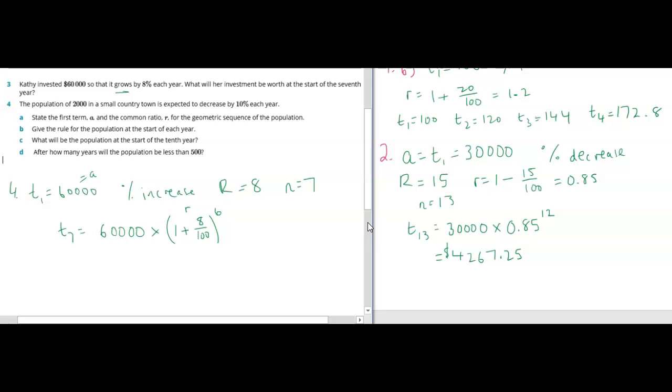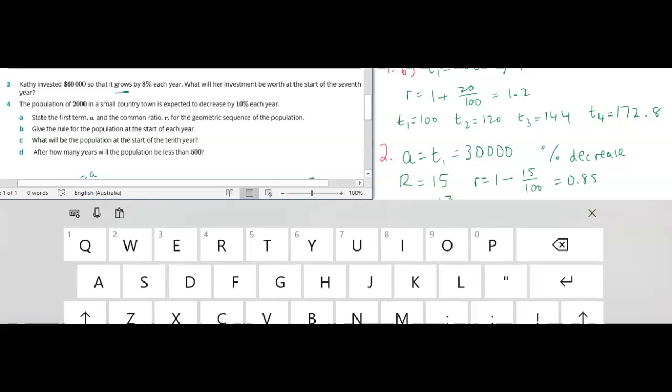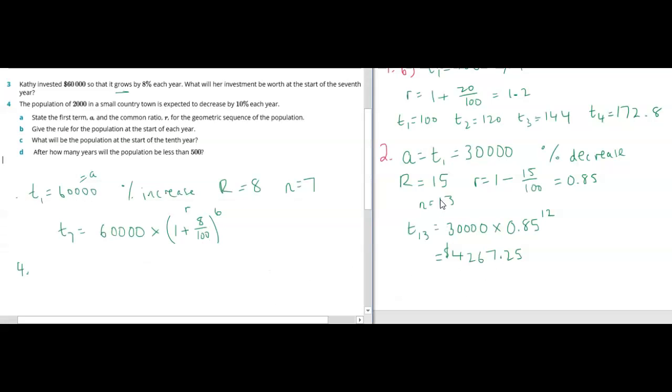Why did I write question 4? That was question 3, sorry. Now we're getting on to question 4. Just rewrite 3 there. Okay, so question 4.